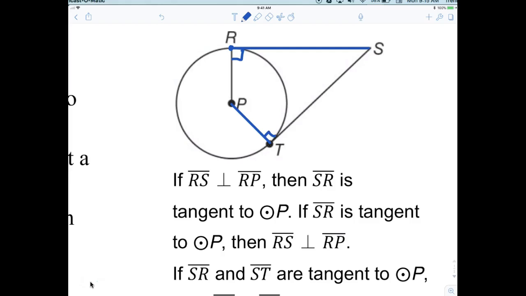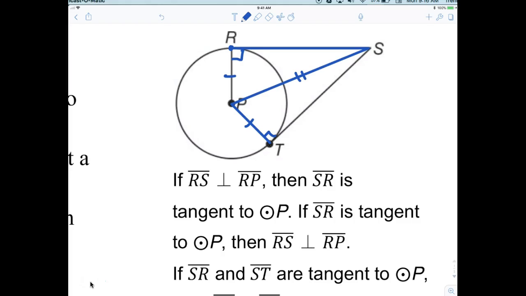Now, what's true about RS and ST? They're equal. And how do we know that? Well, it wouldn't be hard to prove. Exactly. So we could say this is equal to this because those are both radii. And then PS is congruent to itself. But in this case, we would say it's hypotenuse leg, where when you have a right triangle, if one leg and a hypotenuse are congruent, then the triangle itself is congruent.